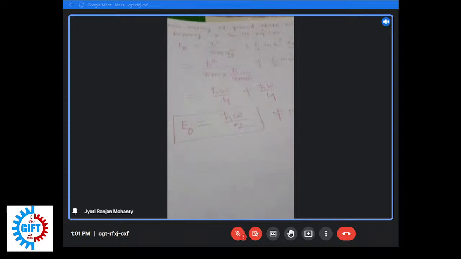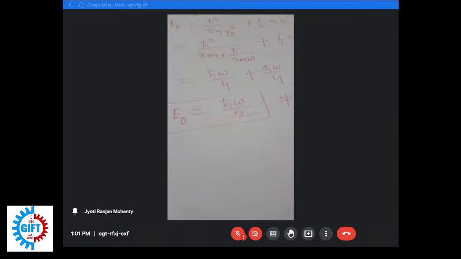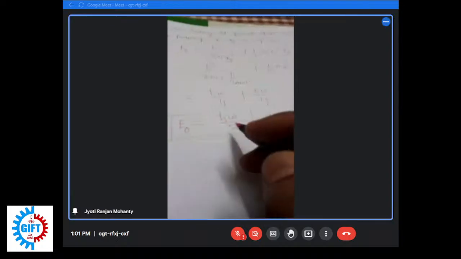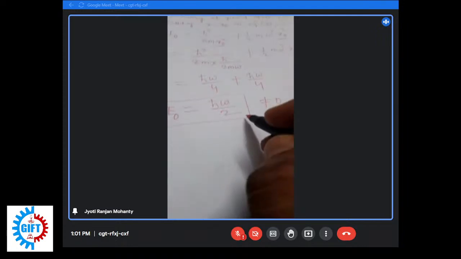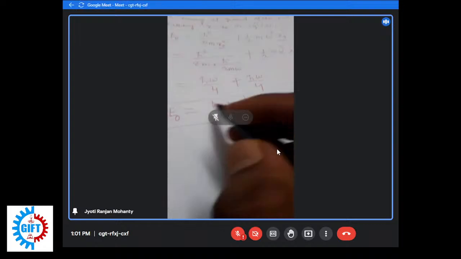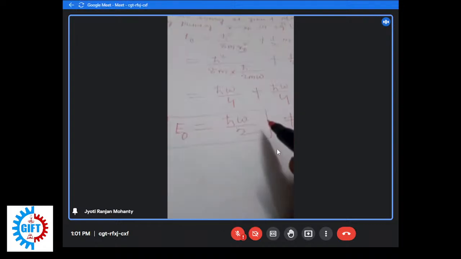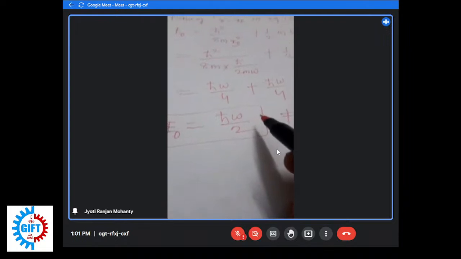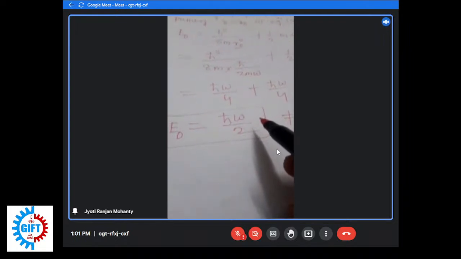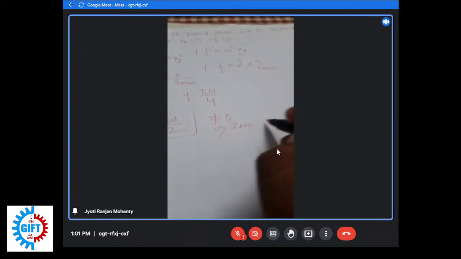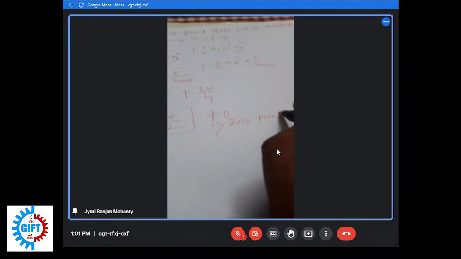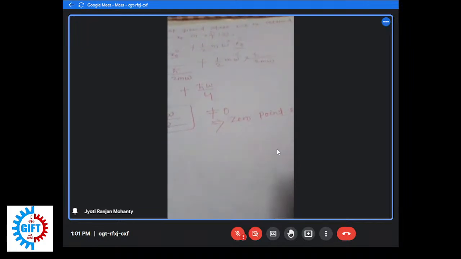Understood? Okay. So this E0, in your exam, if a long question is asked, you have to write up to this. So E0 is equal to h cross omega by 2, which is not equal to 0. It is a non-zero quantity, and this non-zero quantity is called the zero point energy.